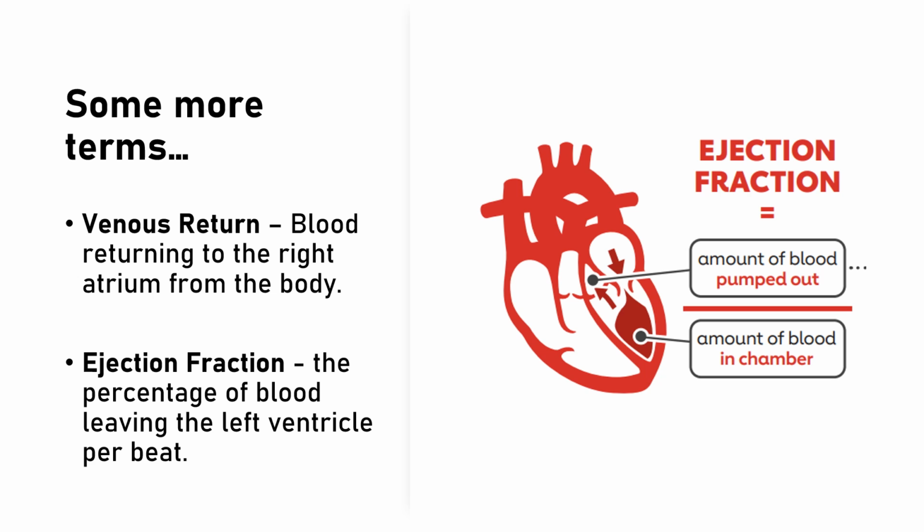And to calculate ejection fraction, it's the amount of blood pumped out divided by the amount of blood in the chamber. So the amount of blood pumped out of the left ventricle, divided by the amount of blood that's left in the chamber.